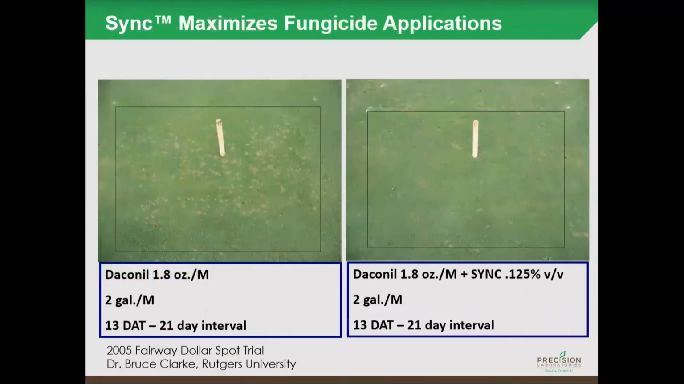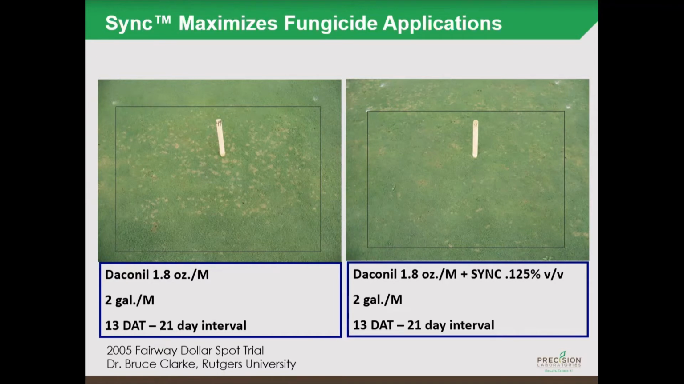To give you an example of that, here's chlorothalonil applied at 1.8 ounces, which is the lowest label use rate. And it was on a 21-day interval. Now that use rate should only last 7 to 10 days. So we knew that it wasn't going to hold dollar spot at the low use rate. What we wanted to show was how much better that application would be just by adding zinc.